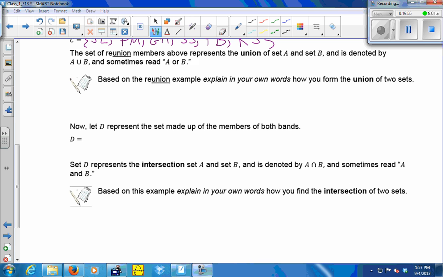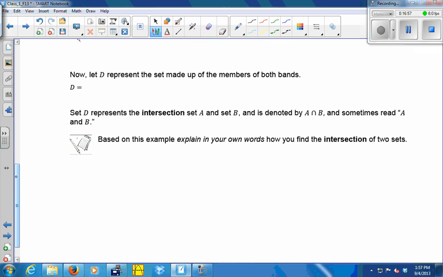All right, now we're going to let D be a new set, and it represents the set made up of members of both bands. Guys who are in both bands, the original and the 1964 version. Nope, only people who were in both. Who was in both? John Lennon, Paul McCartney, George Harrison. So D represents the intersection of sets A and B.